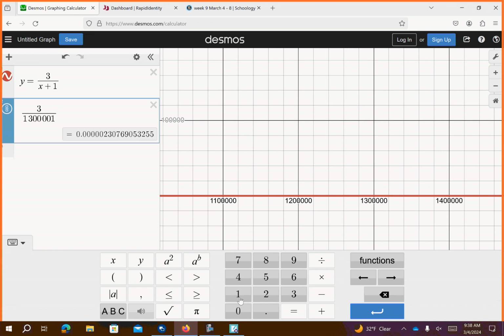So what do you think that number is getting close to? Is it getting close to 10? Is it getting close to a billion? Is it close to infinity? 0? What do you think? I don't know.